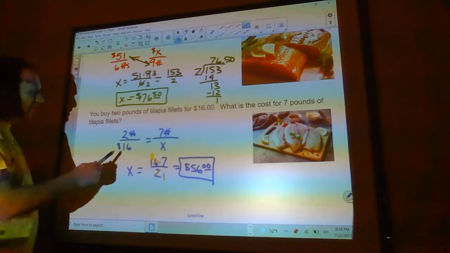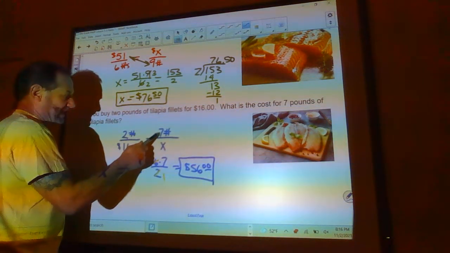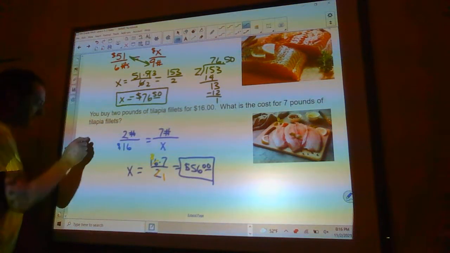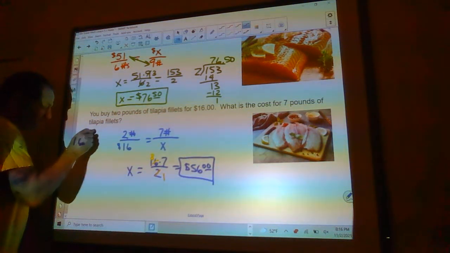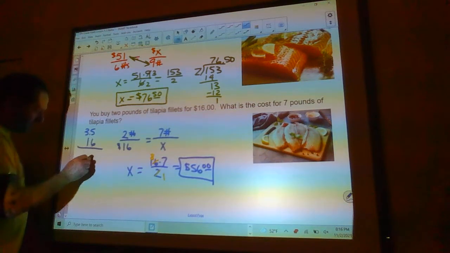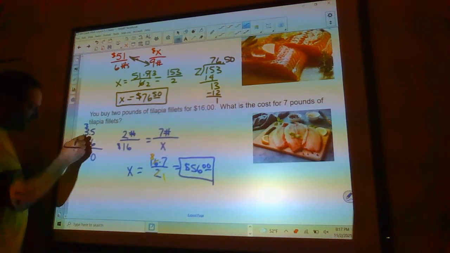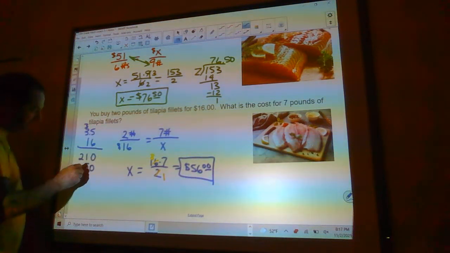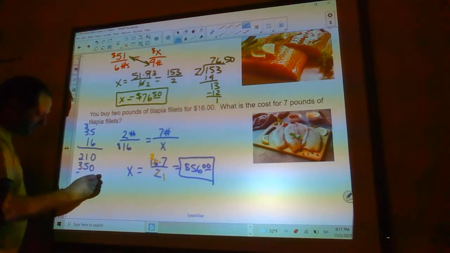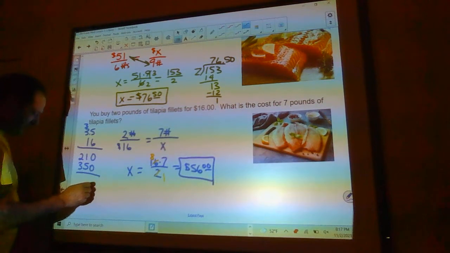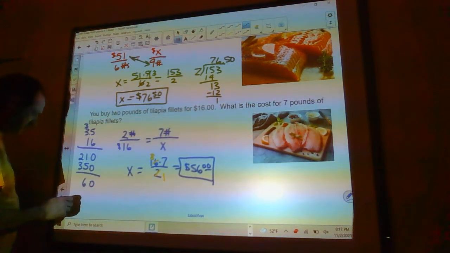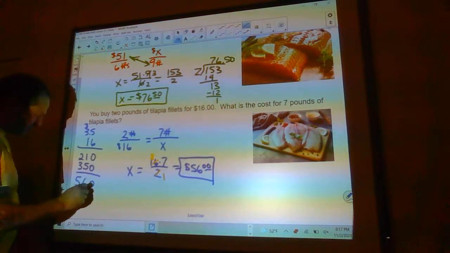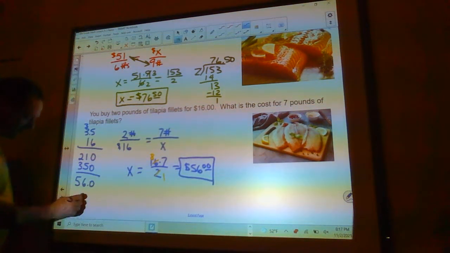Now, the other way you could look at it and go, well, let's see, 2 times 3.5 is 7. So 16 times 3.5, that's going to be 30, that's going to be 18, 21. Put down a 0, that's going to be 5. 3 times 1 is 3. Okay, and I go ahead and add that up. And I have 1 decimal, and that's going to be $56.